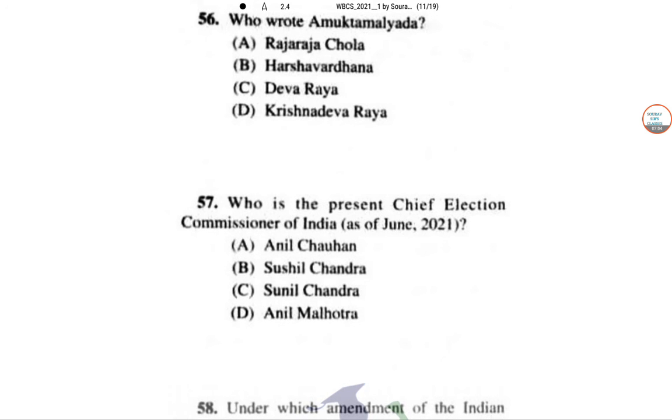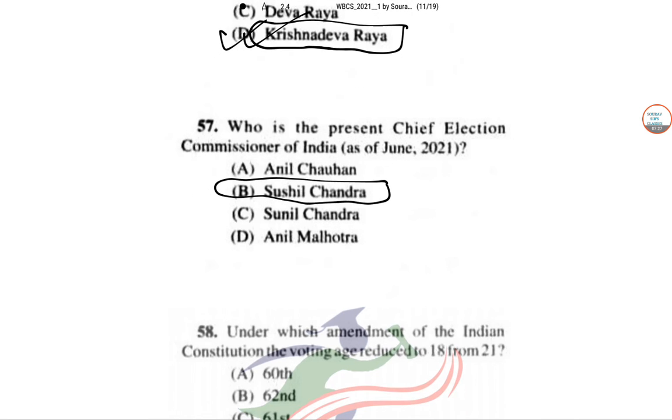Next, who wrote Amuktamalyada? This was written by Krishnadevaraya. Who is the present Chief Election Commissioner of India? And the name is Mr. Sushil Chandra.